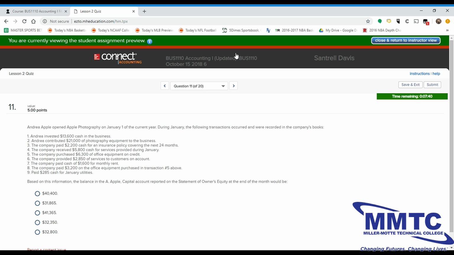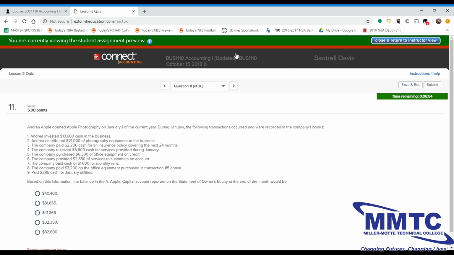All right, go ahead. The company paid cash $1,600 for monthly rent. Okay, we paid out $1,600 for the rent. The company paid $3,200 on the office equipment purchase in transaction number 5, which is $6,300. Okay, we paid on that bill a little bit. $3,200. All right, paid $285 cash for January utilities. Okay.